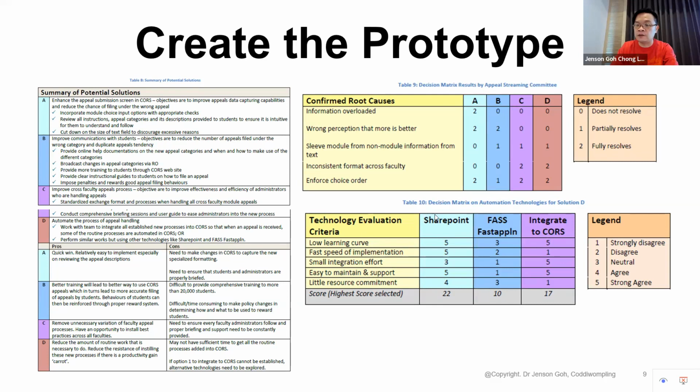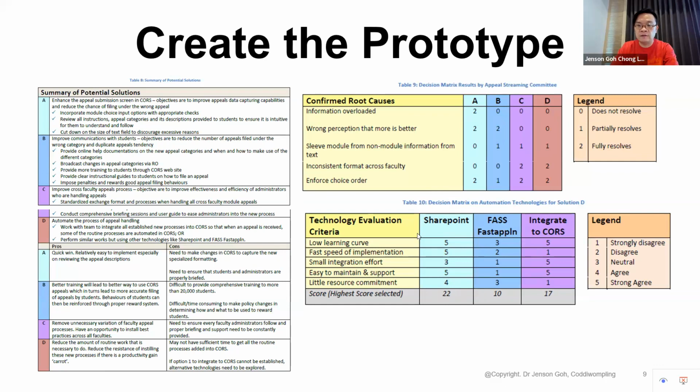Which one of those solutions do you think, on a scale of 1 to 5, would be low in learning curve, for example? If you strongly agree, then you put 5. Then we take the average or the median of them. After that, we tabulate it out, and we can see that the clear winner in this particular case is SharePoint.